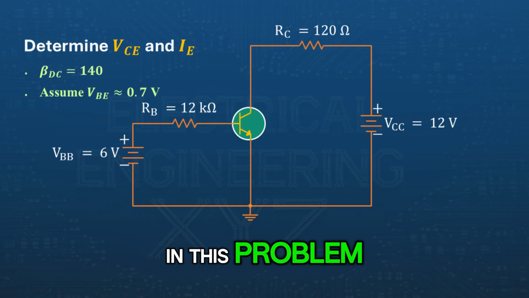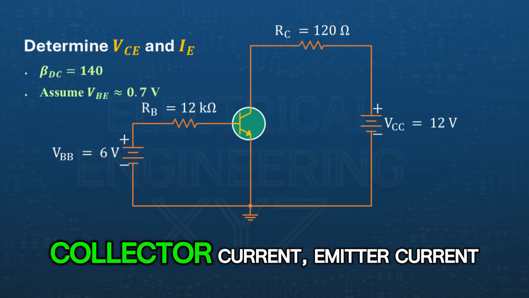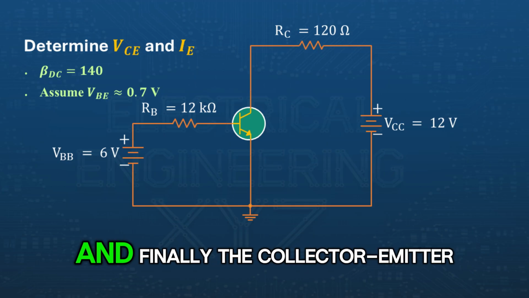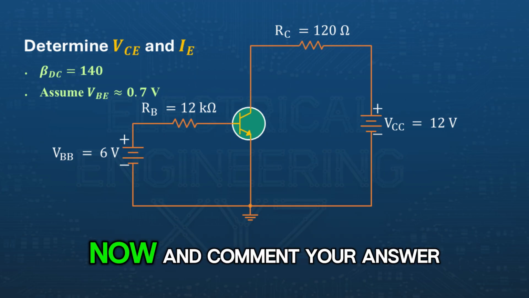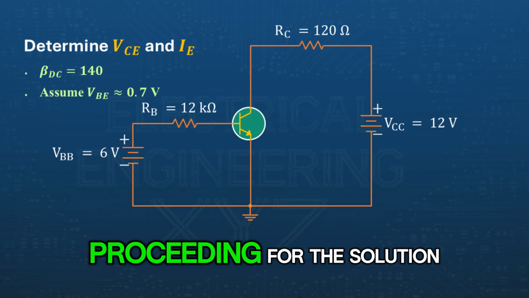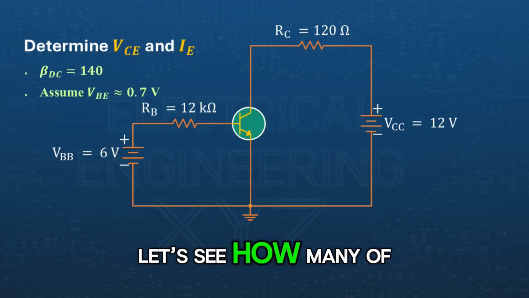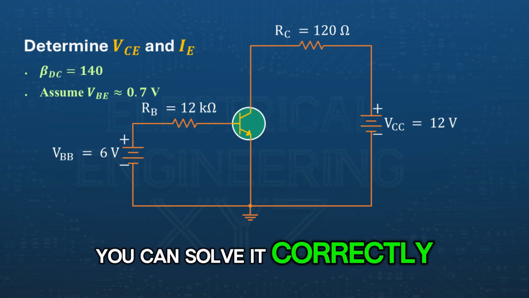In this problem, we will calculate the base current, collector current, emitter current, and finally, the collector-emitter voltage for the given BJT circuit. Pause the video right now and comment your answer before proceeding to the solution. Let's see how many of you can solve it correctly.